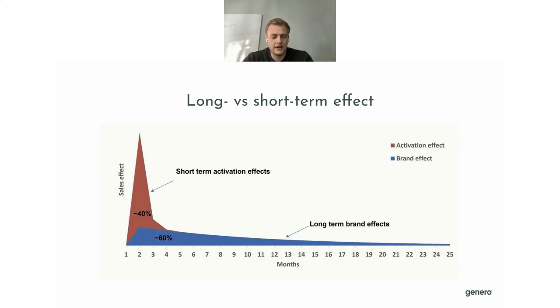And what's important to note here is that this is only from one campaign. So you realize that if you're running campaigns that are always on, a large part of the long-term effect is going to be captured by campaigns later on. So it might be that a part of the effect that seems to be the short-term effect is actually caused by campaigns in the past.